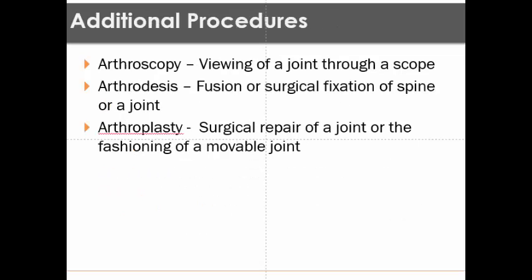Other procedures that fall underneath this section are arthroscopy, which is viewing of a joint through a scope, arthrodesis, fusion or surgical fixation of spine or a joint, and arthroplasty, which is surgical repair of a joint or the fashioning of a movable joint. I'm sure you've heard about people that have had total knee replacements. Well, that would be referred to as a total knee arthroplasty.